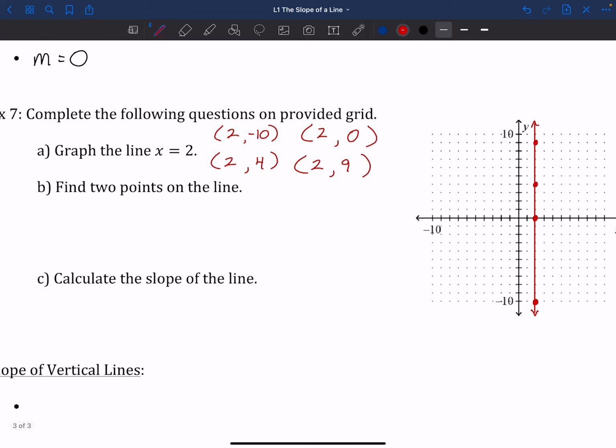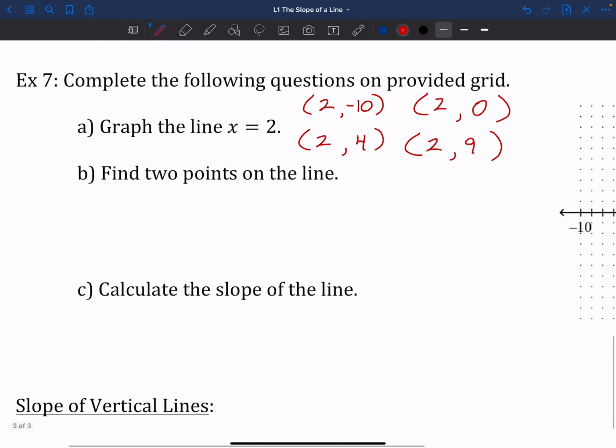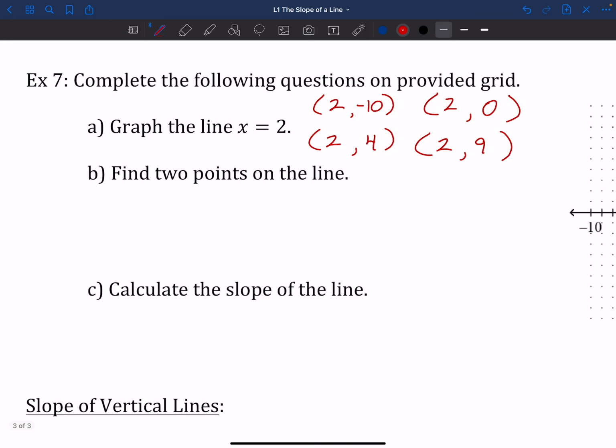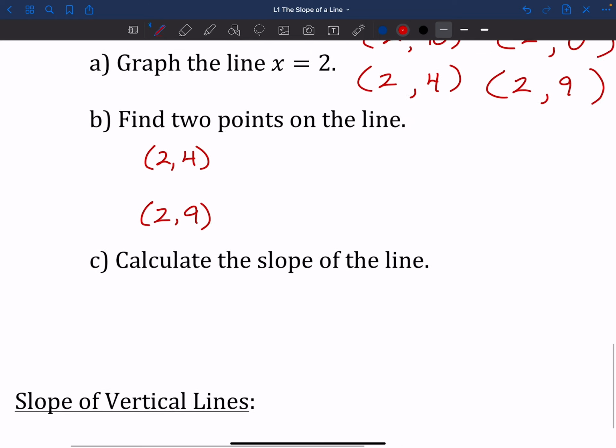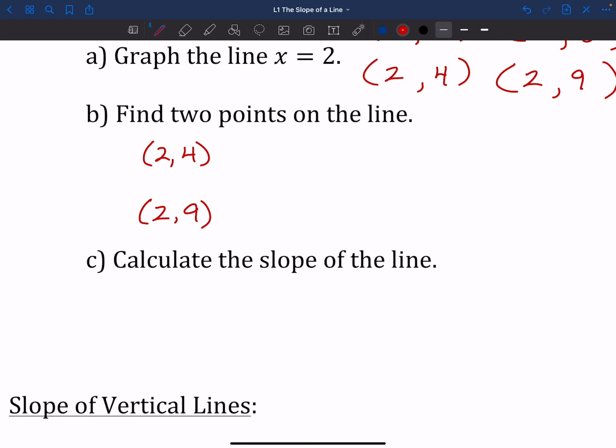Then we're going to do pretty much the same idea. We're going to find 2 points on the line. For this one, let's choose 2, 4 and 2, 9. Let's see what happens when we calculate the slope. This first one I'm going to call x1, y1. The second one I'm going to call x2, y2.